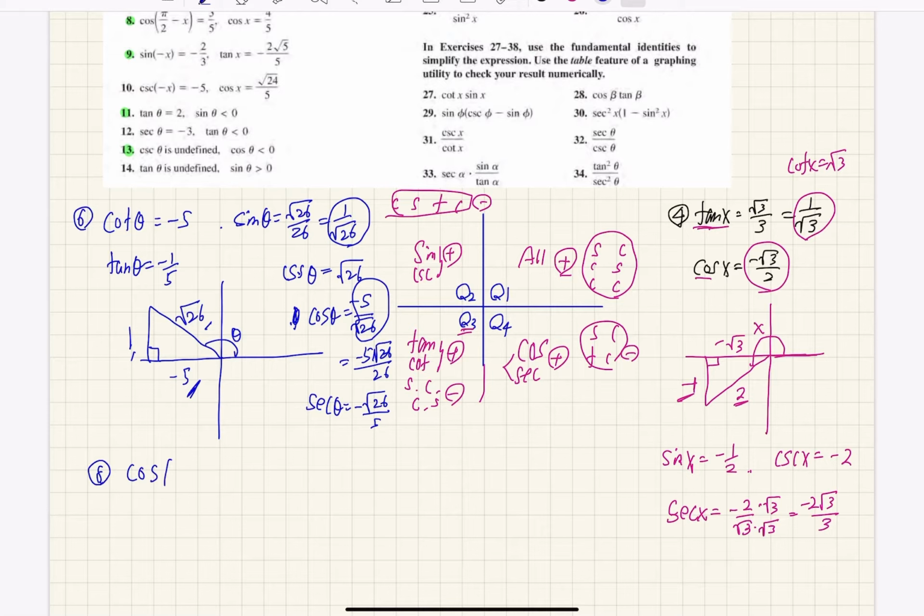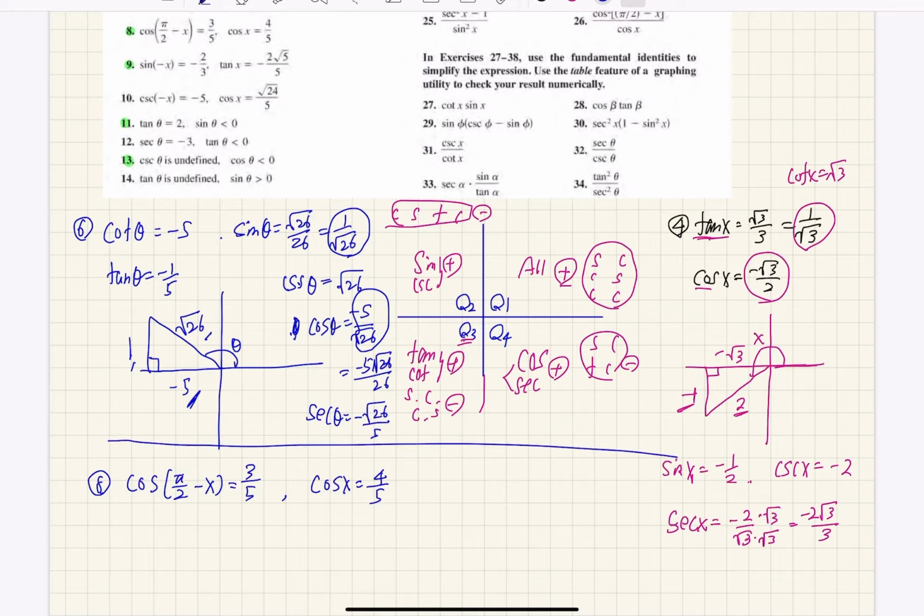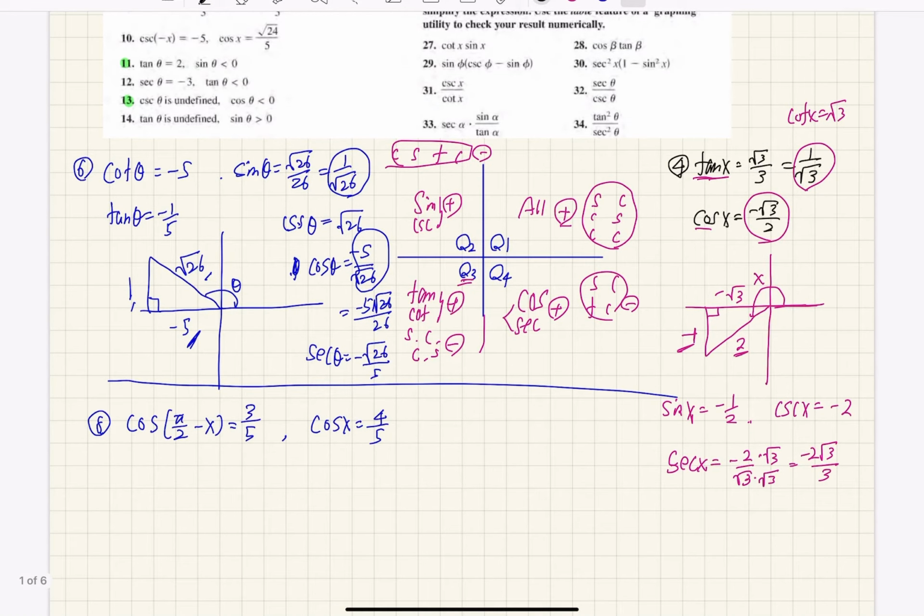Cosine of pi over 2 minus x is equal to 3 over 5, and cosine x is 4 over 5. For this question, we should use the cofunction identity. According to the cofunction identity, cosine of pi over 2 minus x is equal to sine x. So sine x is 3 over 5.